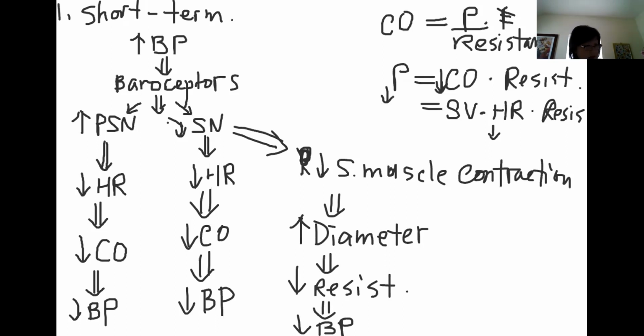Okay, all right. So this is when the blood pressure is higher. You use the short-term regulatory mechanism to lower the blood pressure. So you start with a higher blood pressure, the end is lower blood pressure. All right, we're still on the short-term regulation.